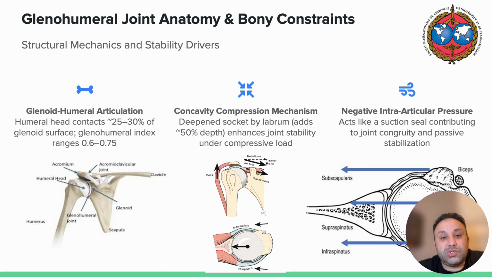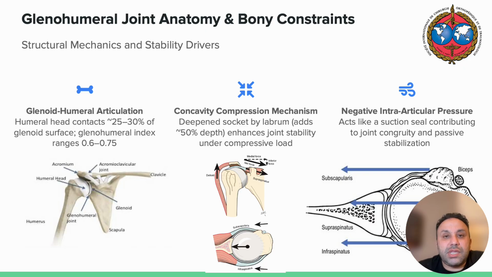And then looking at the shoulder joint, it is a complex joint. The humeral head contacts around 30% of the glenoid surface, with a glenohumeral index of around 0.5 to 0.75. The glenohumeral joint is inherently unstable because there is a large range of motion and a relatively small contact area between the humeral head and the glenoid. Only 30% of the head articulates with the glenoid surface at any time point, and that makes understanding the osseous constraints vital for clinical application.